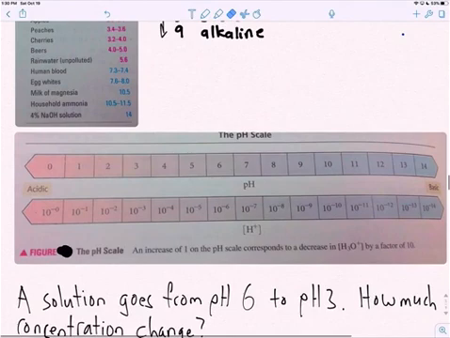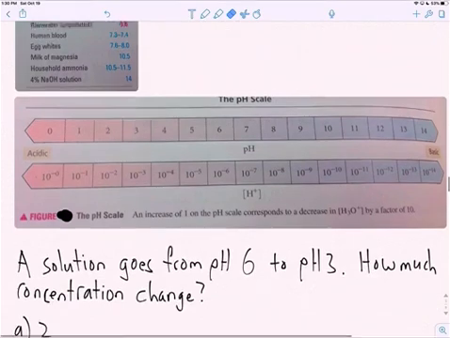And here's showing the pH scale. It's just showing that pH is equal to minus log of hydrogen ion concentration, and vice versa. Hydrogen ion is 10 to the minus pH.